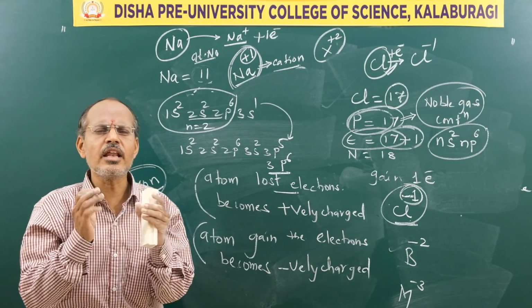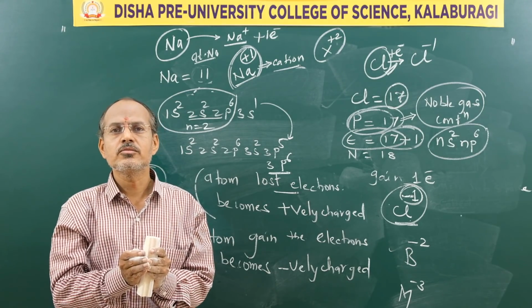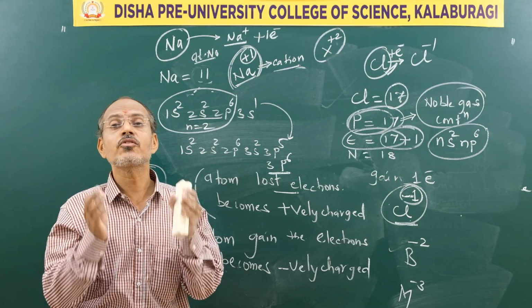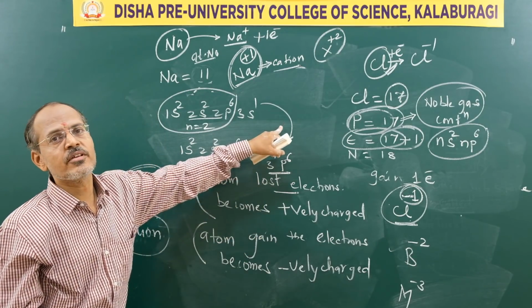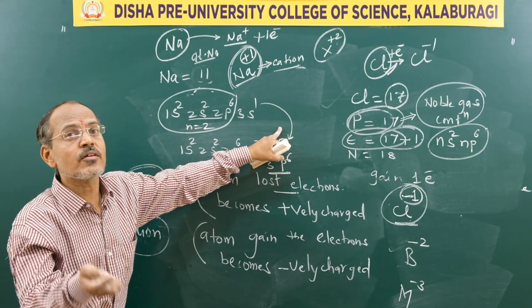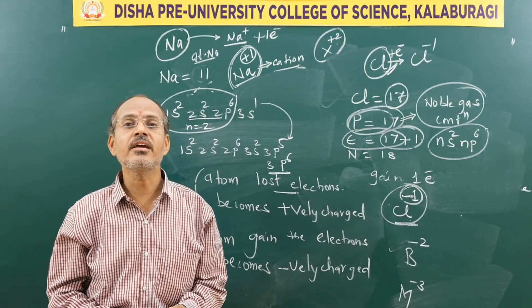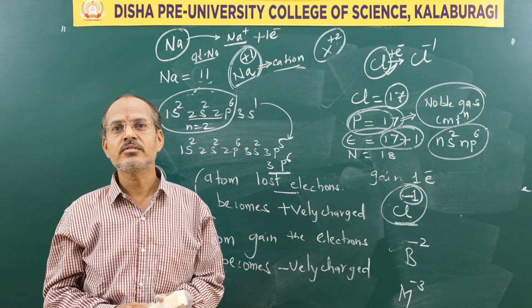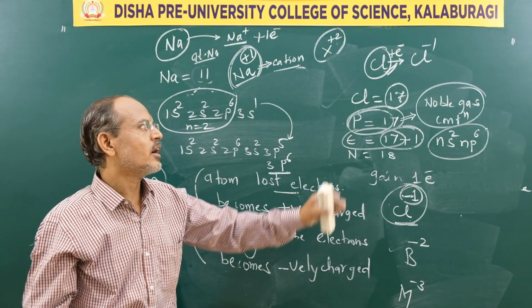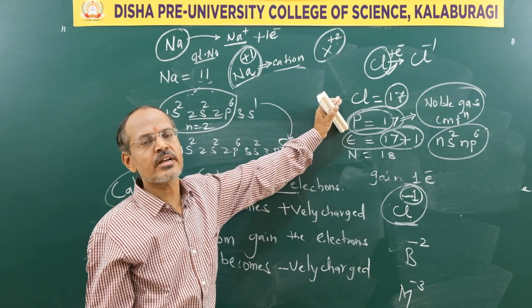That means every element or every atom wants to have ns2 np6 configuration. Because of this reason, they start combining with other atoms. That leads to compound formation.